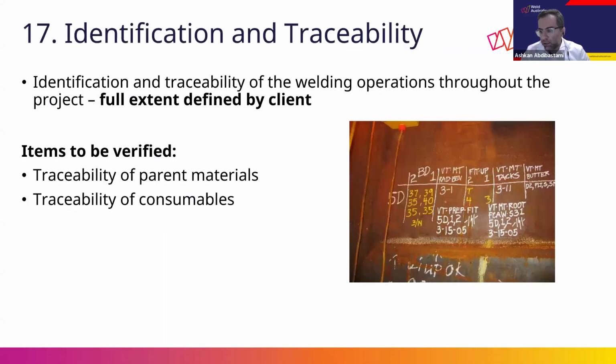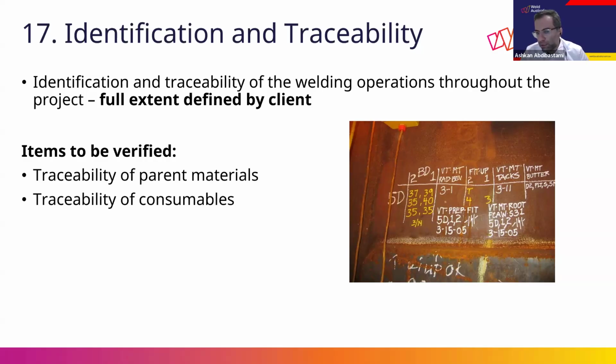And clause 17, identification and traceability of welding operation, must be maintained throughout the project as defined by the client. Key items to verify here include traceability of the parent metal and welding consumables. So the extent of the traceability is decided by your client.